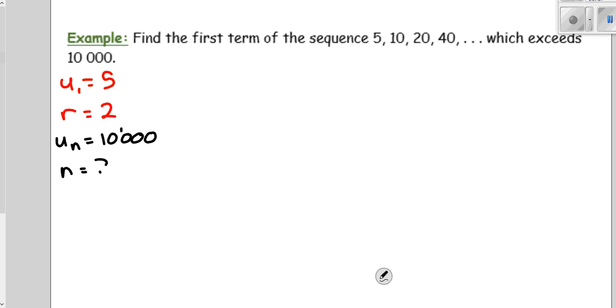So if it helps, our general formula we're using is U of 1 times r to the n minus 1 still. So we're still using that general formula, and we're going to sub in these awkward numbers. 10,000 equals U of 1, which is 5. If you like, you're welcome to use a multiply sign.